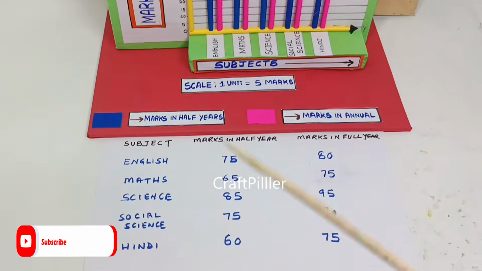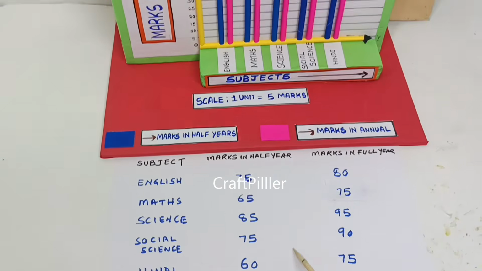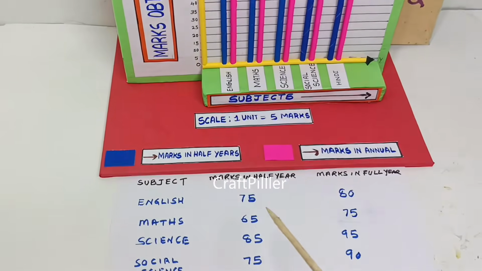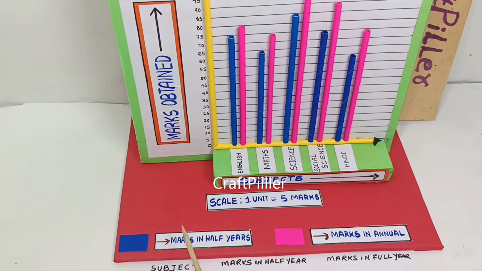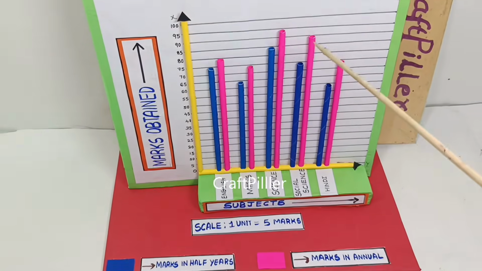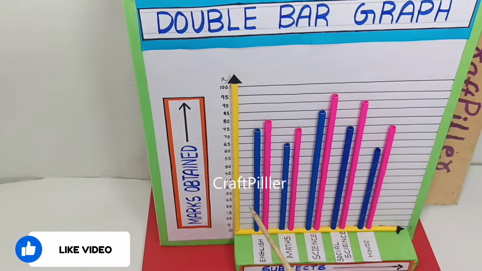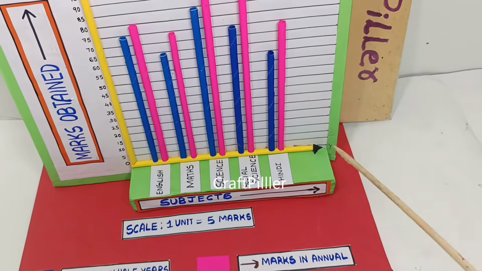So we wanted to demonstrate how we can convert this table format data into the graph format, which is a double bar graph. We'll go one by one. We're putting it in different colors: dark blue for marks in half yearly and pink for marks in annual. Here, for the x-axis, we considered the marks obtained by the students, and the subjects we considered on the y-axis.